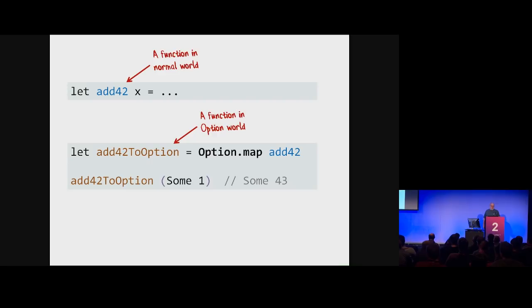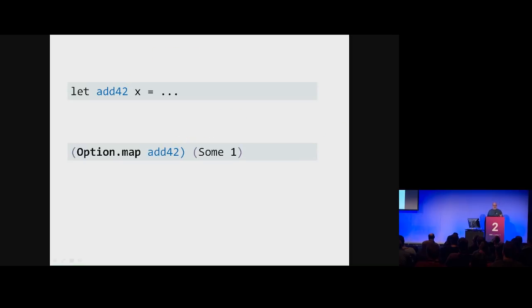So we now have a function in the option world where we didn't have to write any special code to wrap it and unwrap it. It just happens for free. And typically, we don't give it a special name, we literally inline it like this. The option map of this, and we can apply it to the other thing.